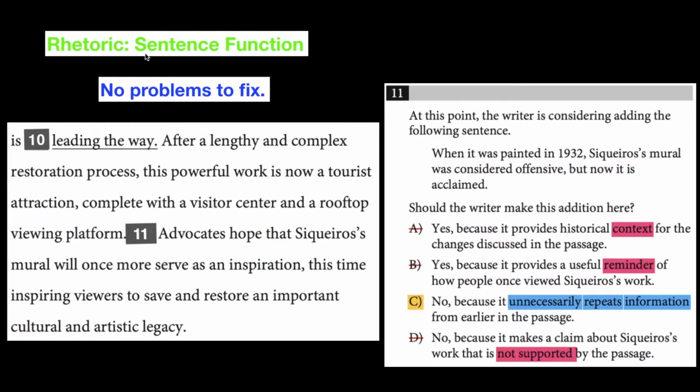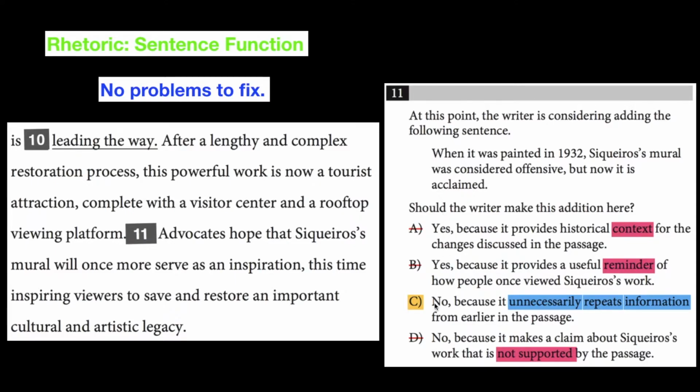Question number 11 is a rhetoric question on sentence function, and I read this paragraph the first time and I didn't really see any problems to fix. It's a great paragraph. At this point, the writer is considering adding the following sentence.